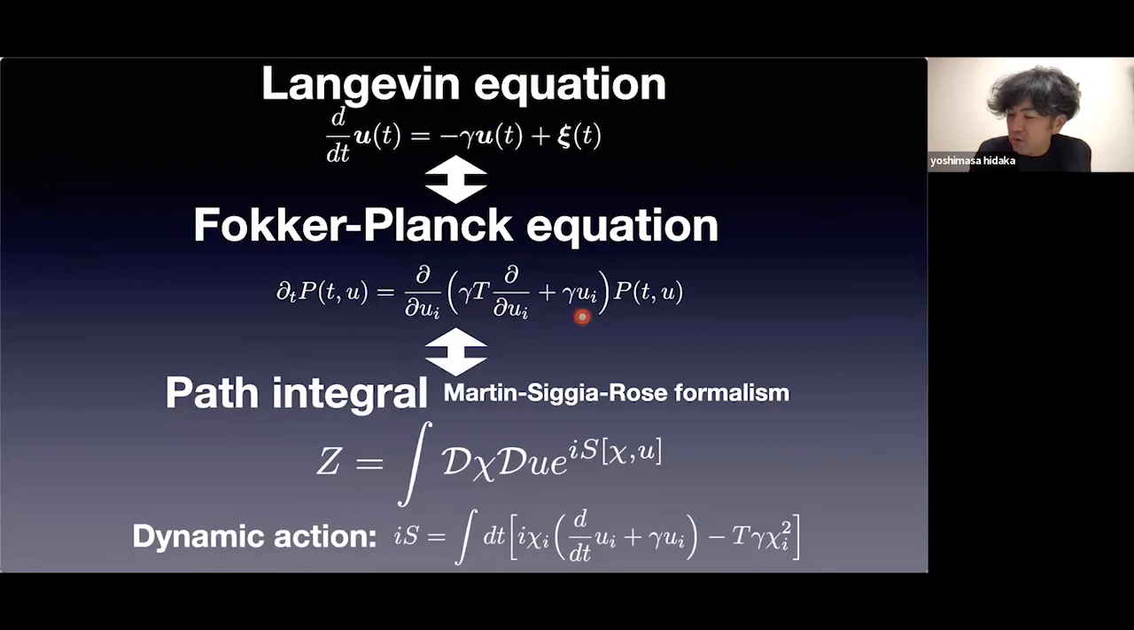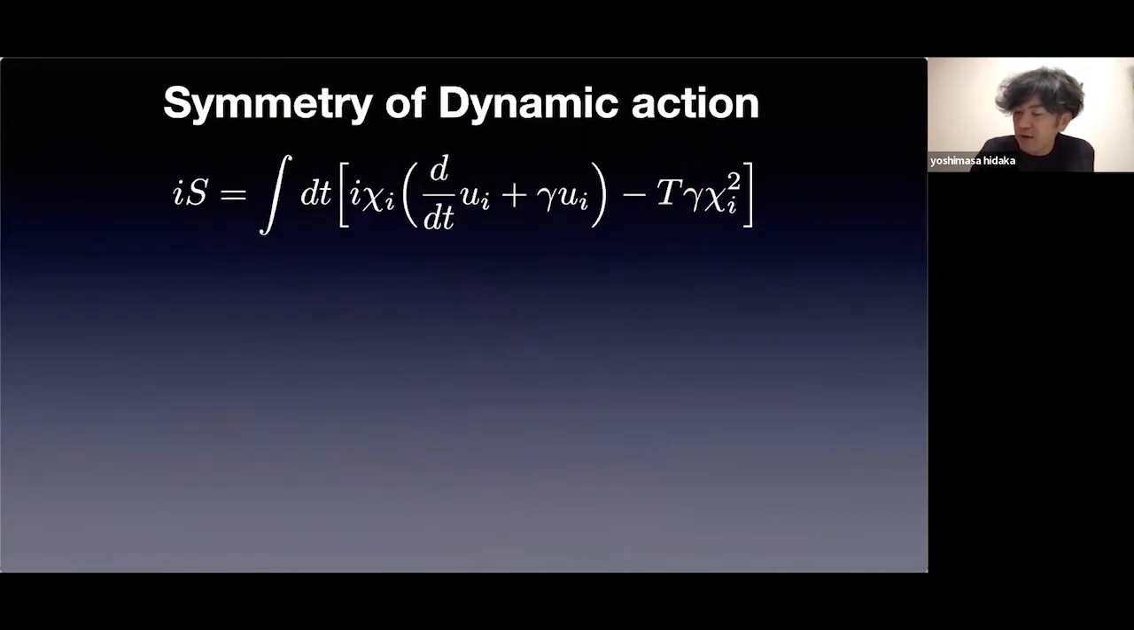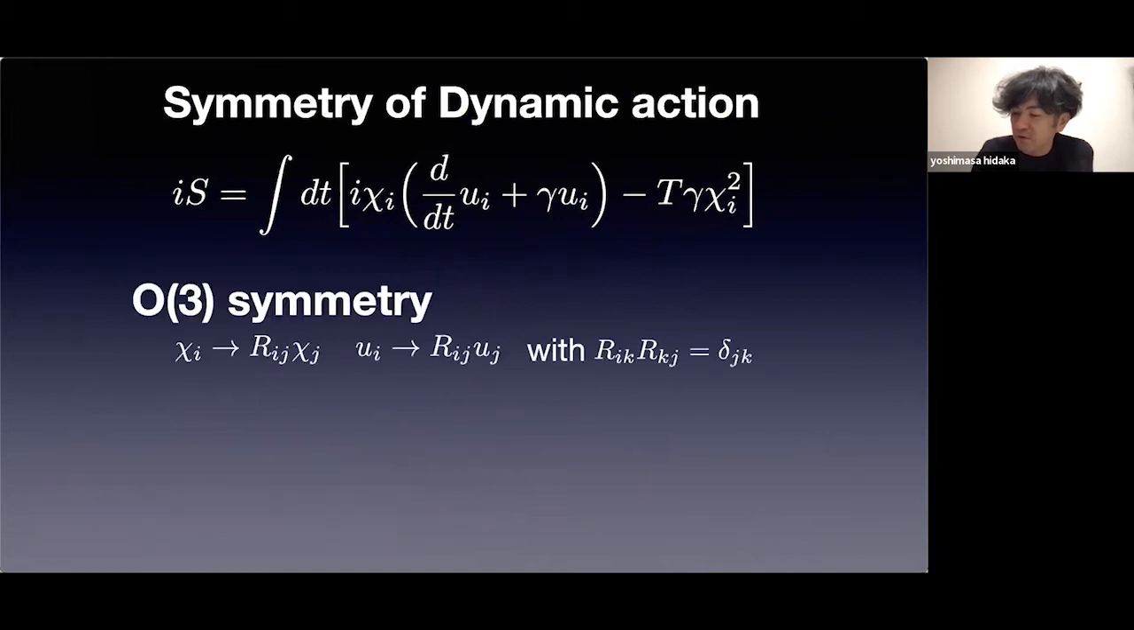The degrees of freedom are u, and chi corresponds to the conjugate momentum, which corresponds to the derivative of u. This is somewhat similar to ordinary quantum theory, where this corresponds to x and this operator corresponds to the momentum p. The path integral is written in x and p. So this is a similar form. Now we have the action, and this action is invariant under rotational symmetry.